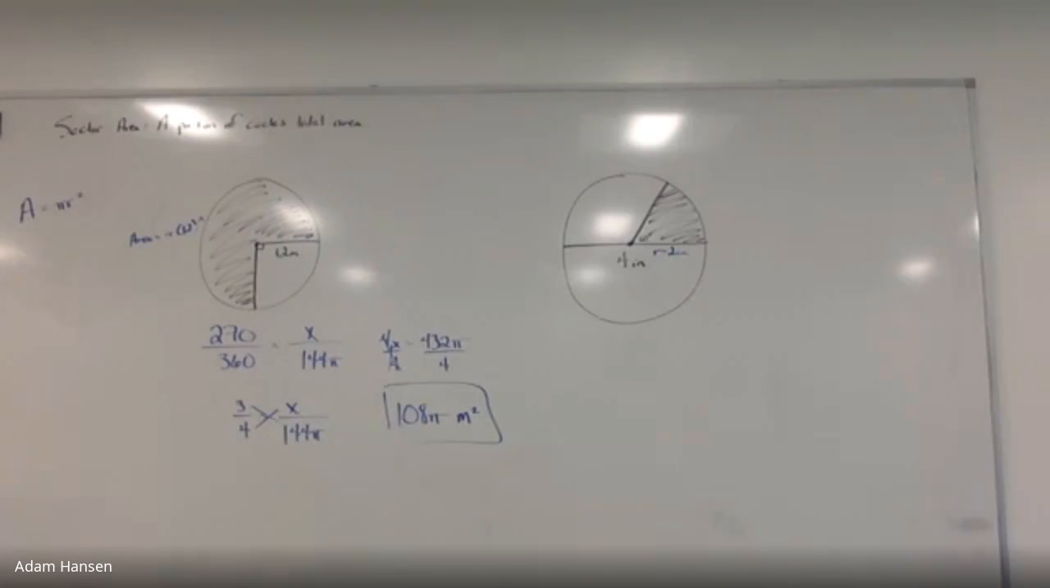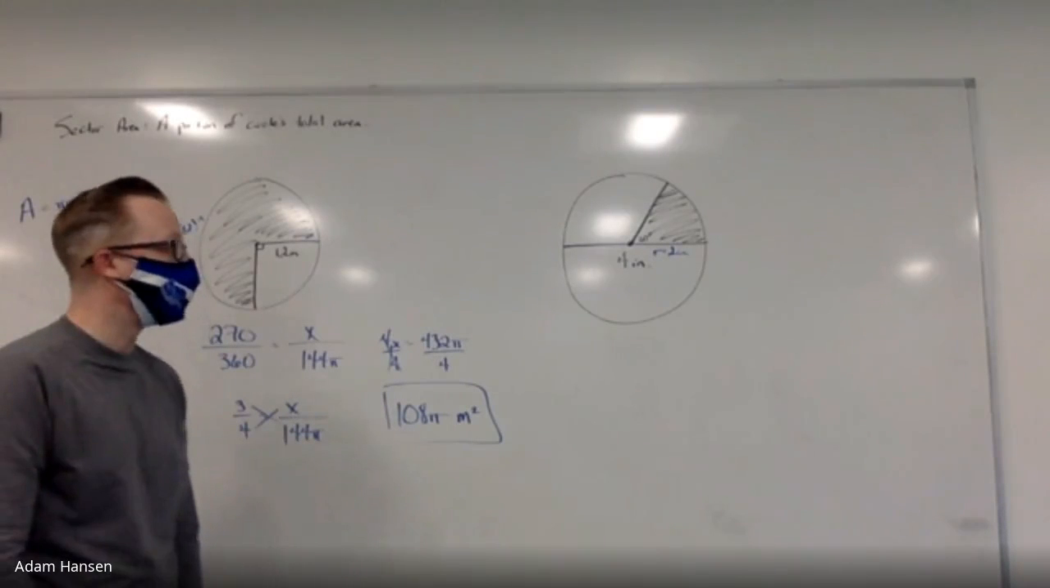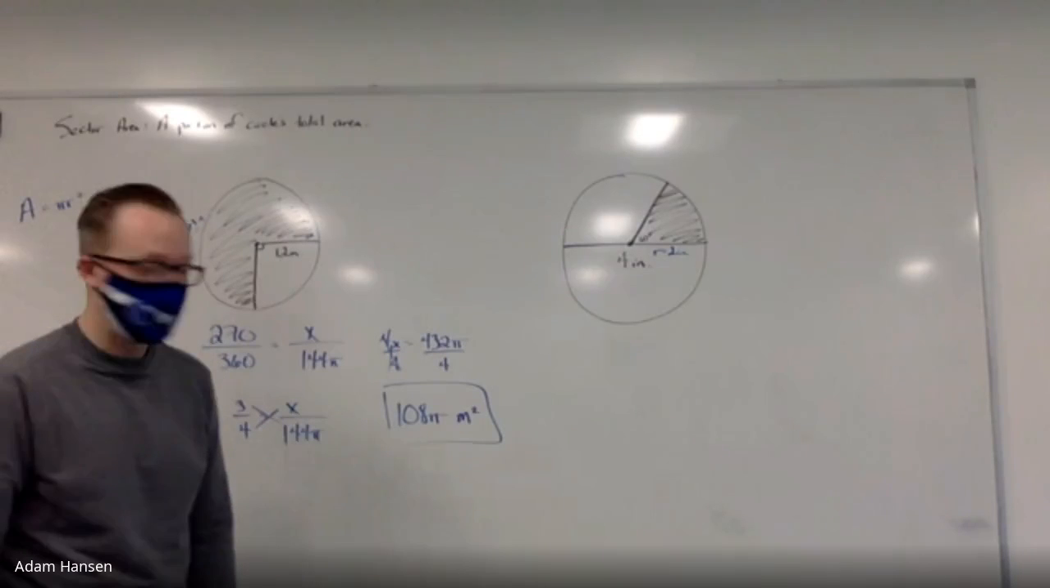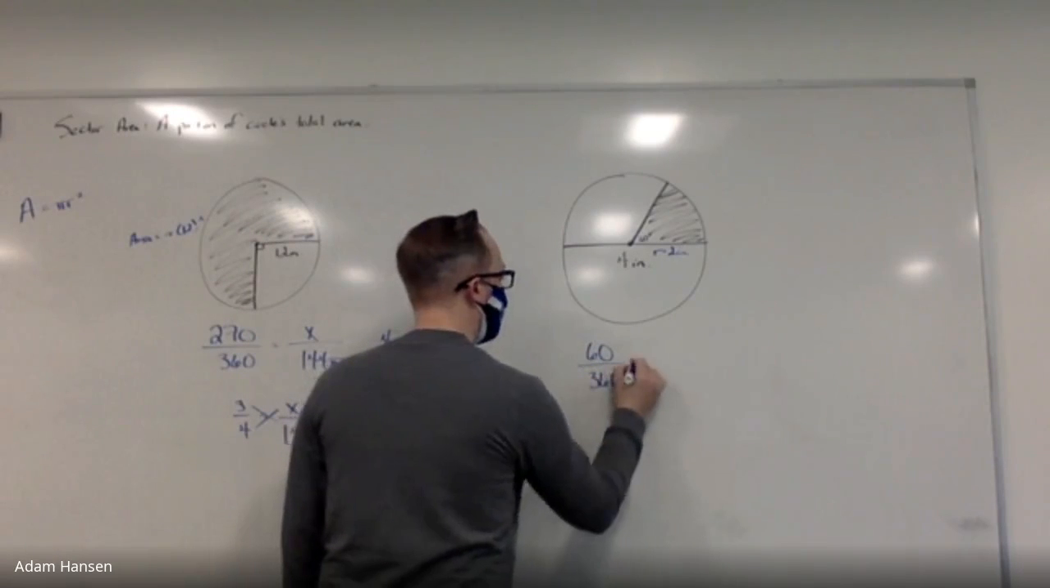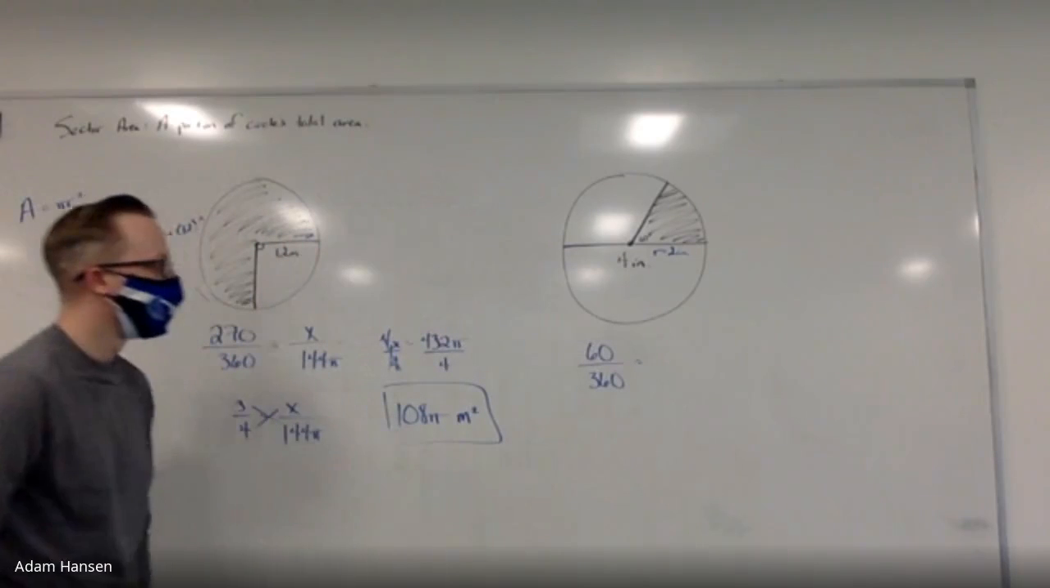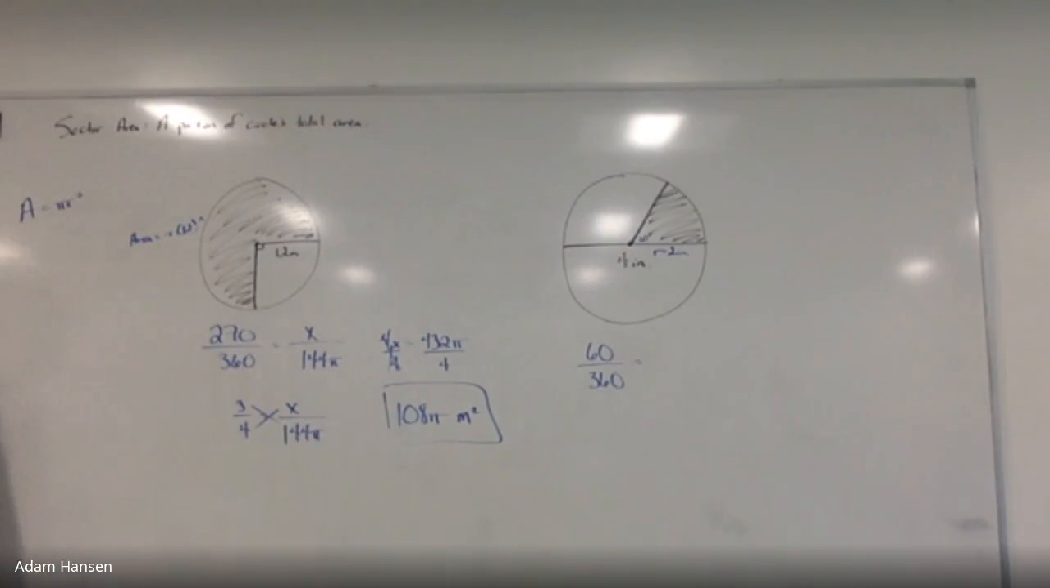All right, so once again, let's get the proportion set up. How many degrees of the circle do I have for my sector? What part does it represent? 60 of a total of 360. 60 is to 360 as x is to the area of the full circle.